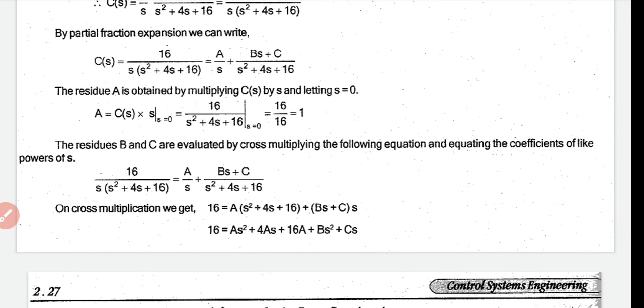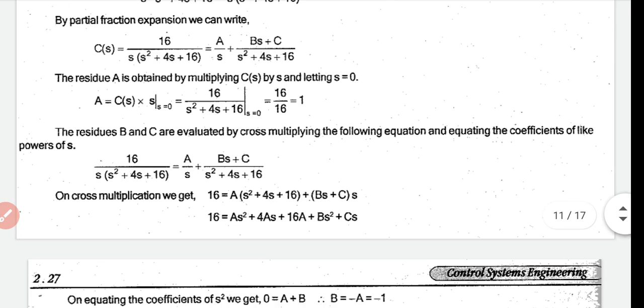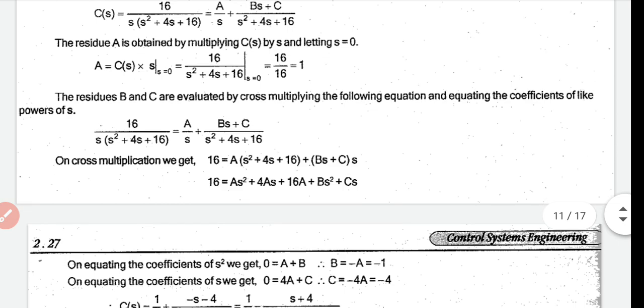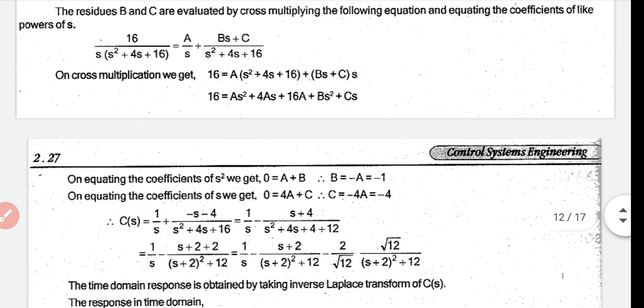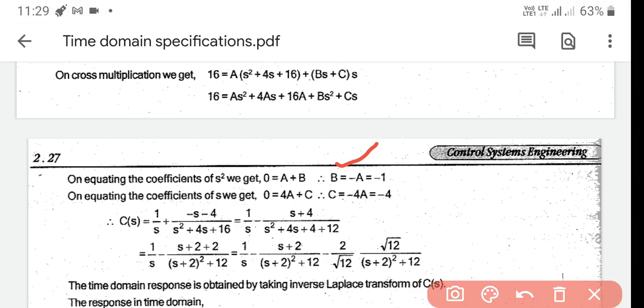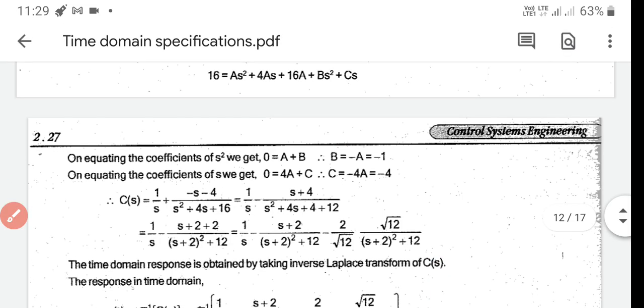So after cross multiplying, what will be the equation here? 16 is equal to, denominators get cancelled, so 16 is equal to a into s square plus 4s plus 16, plus bs plus c into s. So multiplying the equation, you will get as square plus 4as plus 16a plus bs square plus cs.